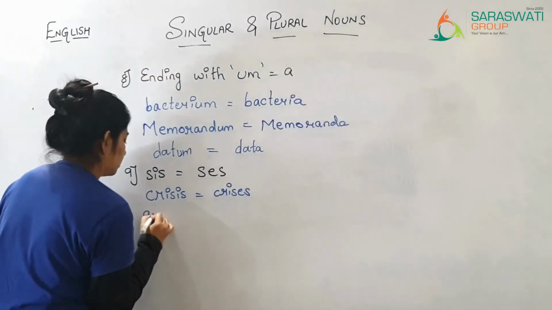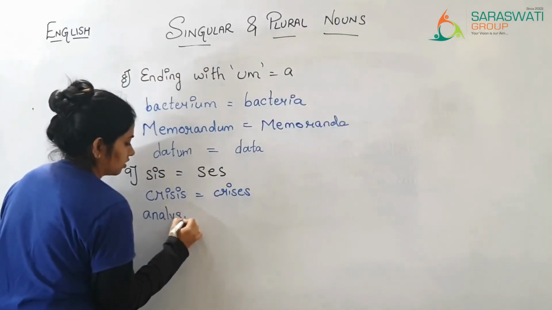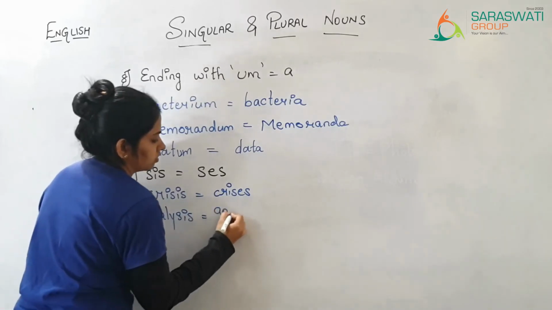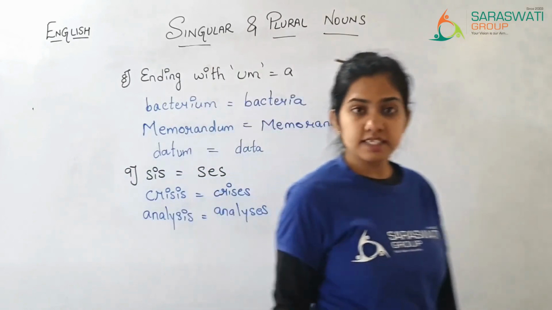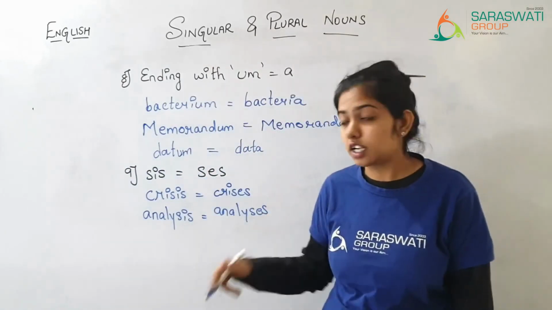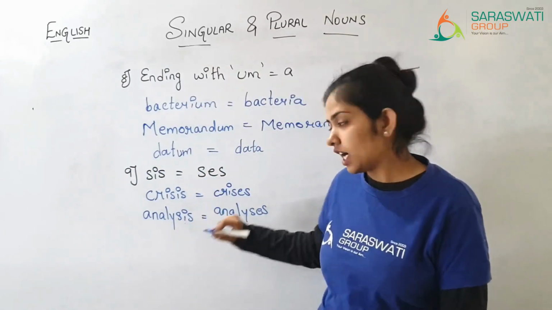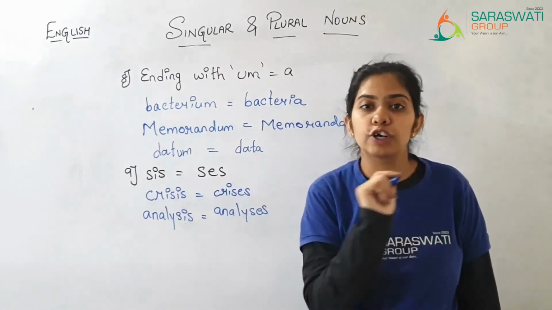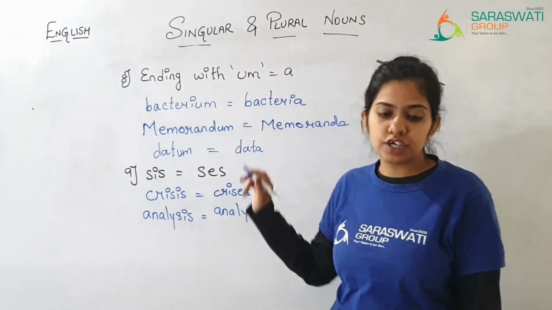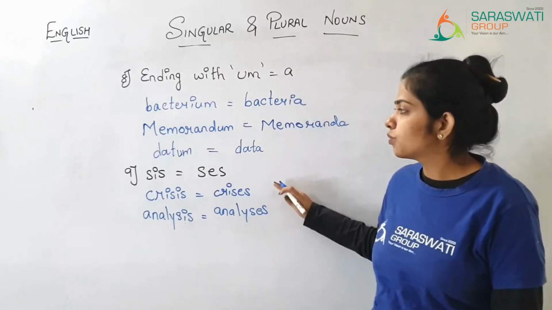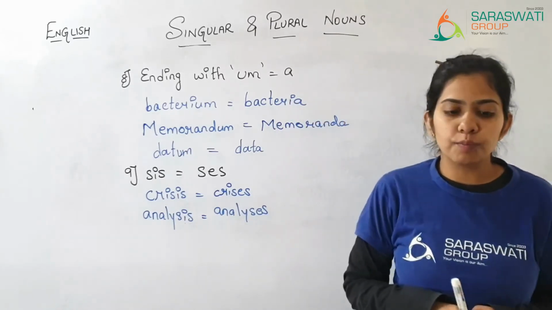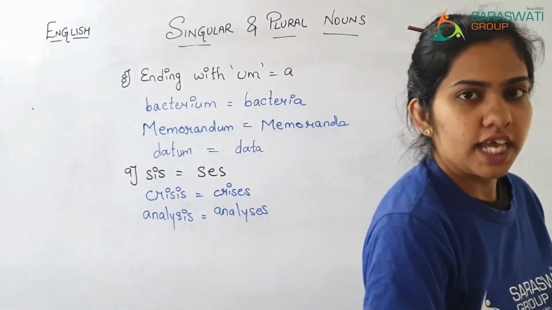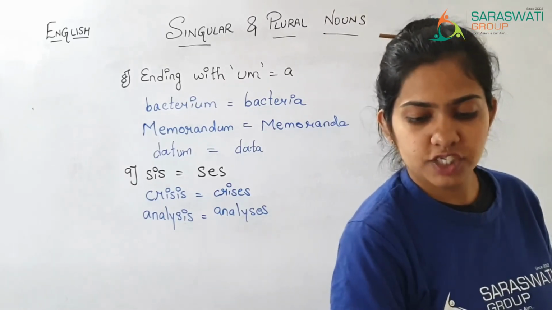Analysis. Analysis, SES is also correct, SIS is also correct. SIS is for singular, SES is for plural. So these are our two rules, 8 and 9. Just note it down in your book, okay, so that we can move further with our next rule.